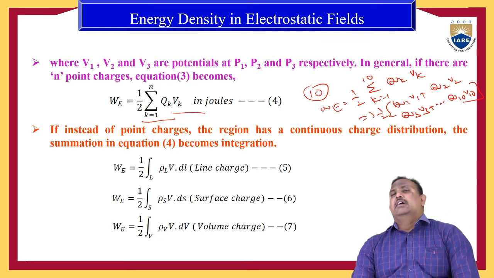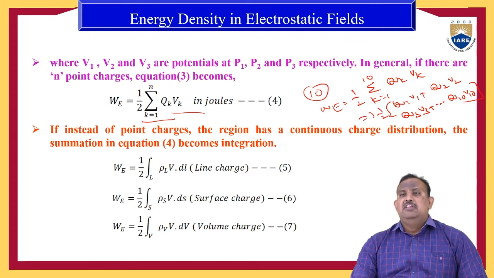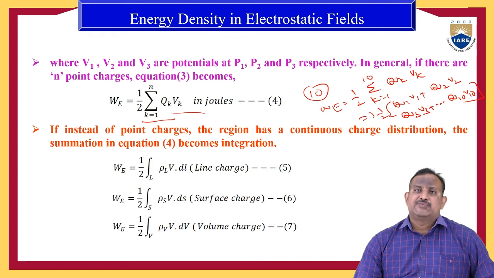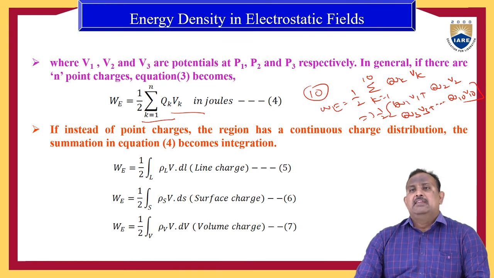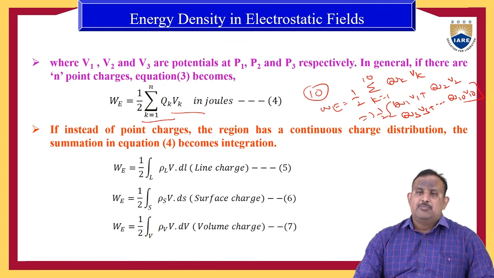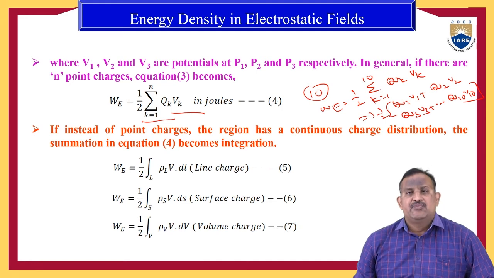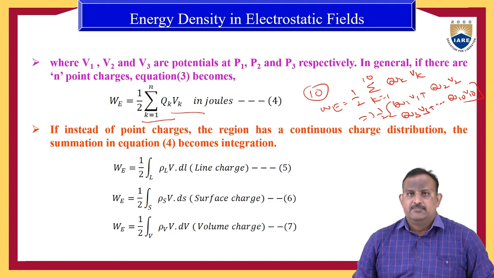So like this you can find the work done required in moving n point charges from infinity to points P1, P2, P3, and so on up to Pn in space. So this is about the moving of point charges from infinity to a space.